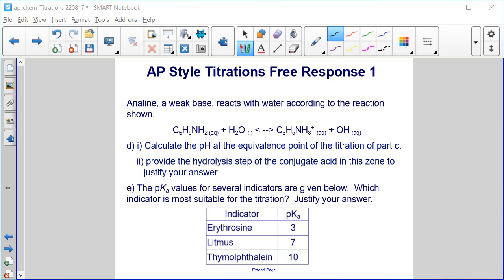Part D, which has 2 parts. 1, calculate the pH at the equivalence point of the titration of part C. And then 2, provide the hydrolysis step of the conjugate acid in this zone to justify your answer. Finally, E, the pKa values for several indicators are given below. Which indicator is most suitable for the titration? And justify your answer. So we have 3 different indicators, 3 different pKa values that we'll choose from.